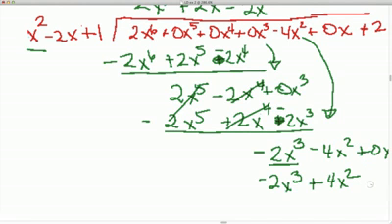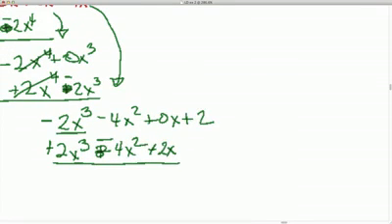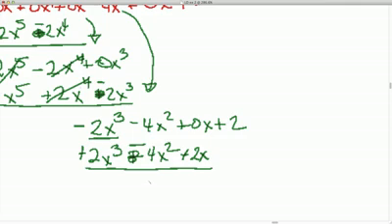See what happens when you're tired? Silly mistakes. That's why a good night's rest is very crucial. I know I sound like a parent. Change your signs. Combine your like terms. Is that right? Yes, it was a negative 2x. So it's going to be a negative 8x squared plus 2x plus 2.